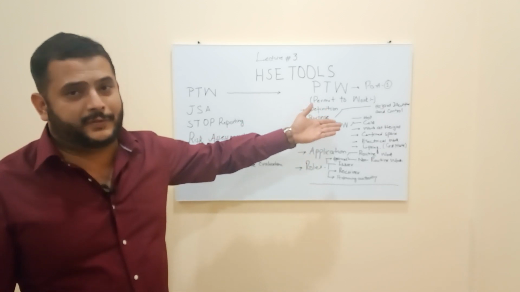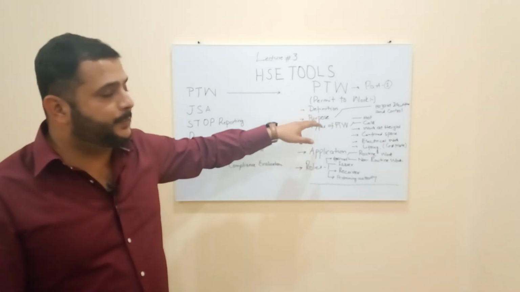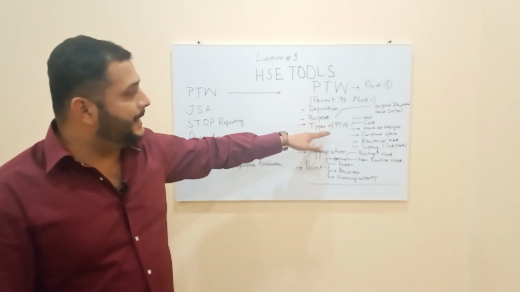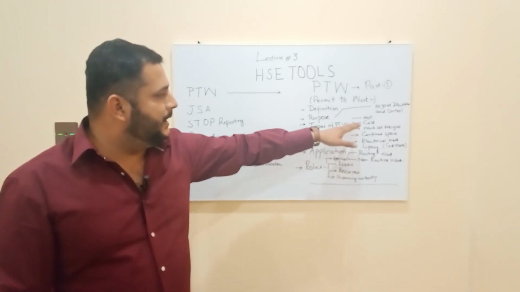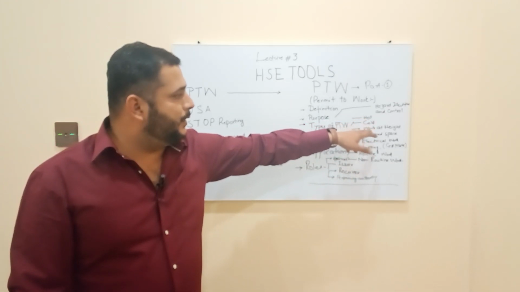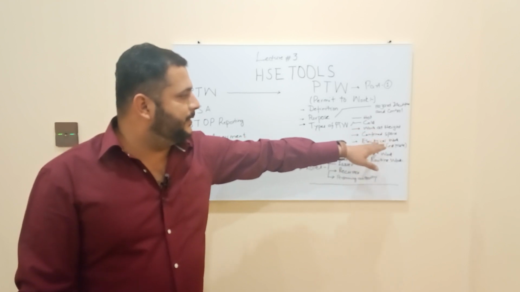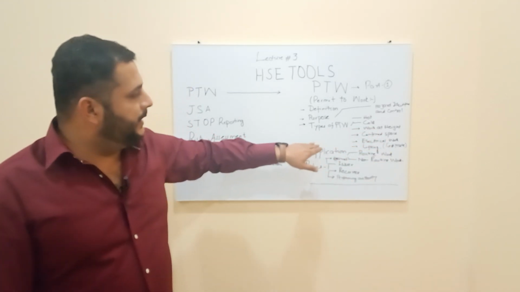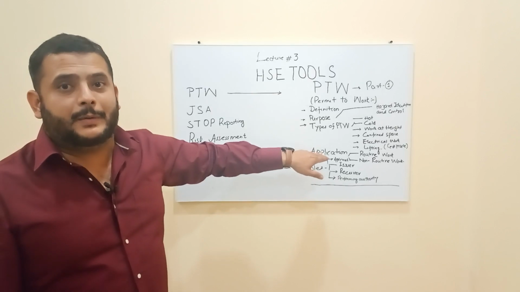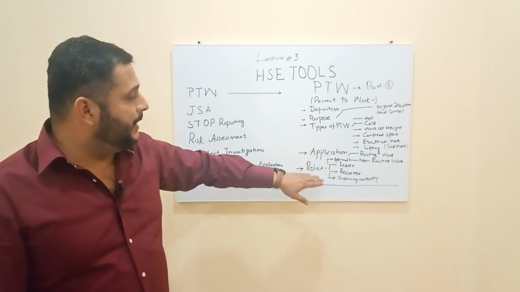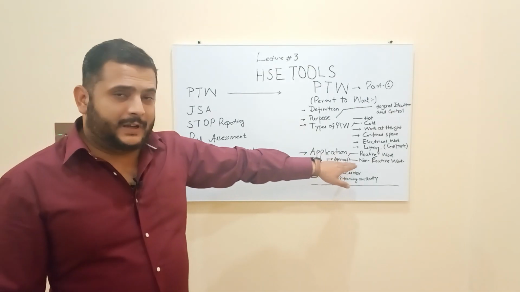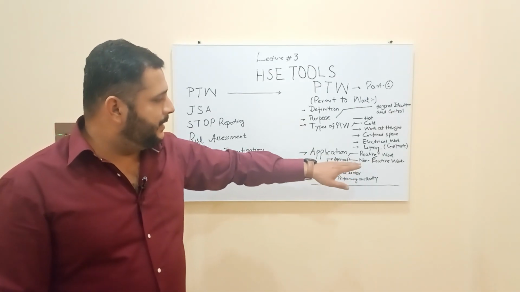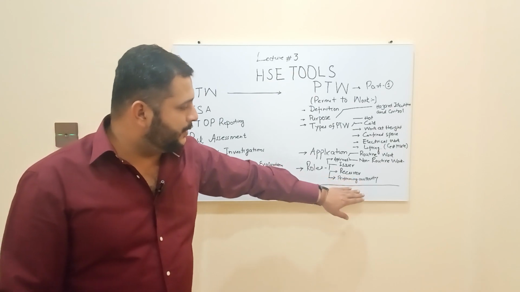Next we will discuss in our next lecture the definition of the permit to work system, why it is defined and why it is mandatory, its purpose, and where it is implemented. Types of PTW: how many types of PTWs are there? We will discuss hot work permit, cold work permit, work at height, confined space, electrical work, and lifting. Its application, where and when the permit to work is applied, and the rules. Who is the applicant for applying the permit? Issuer, receiver, and performing authority.